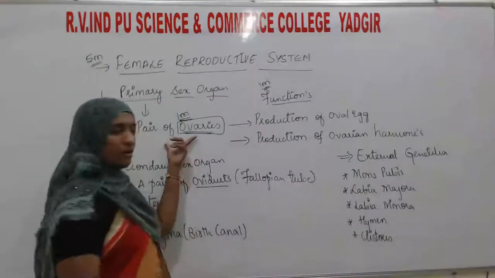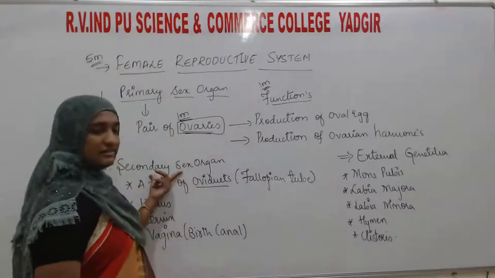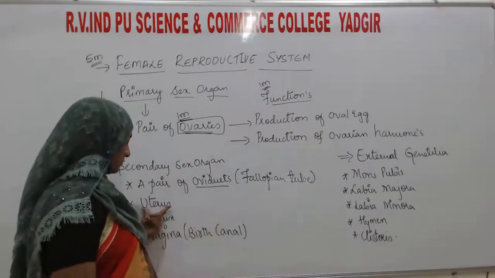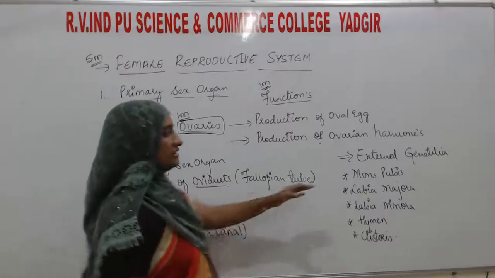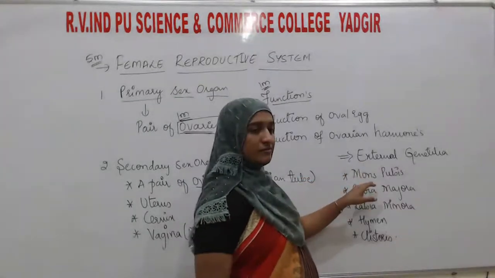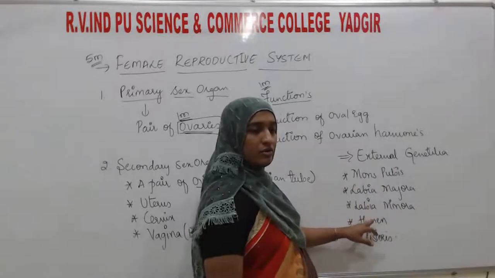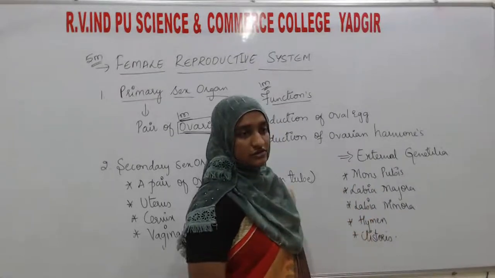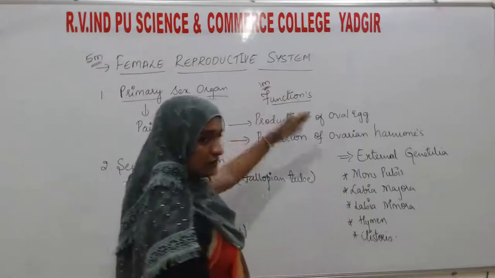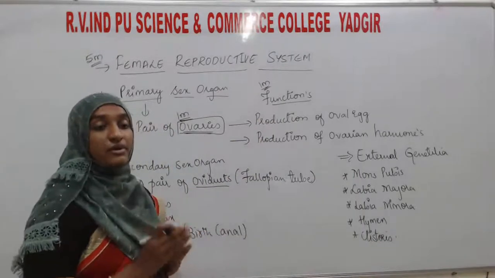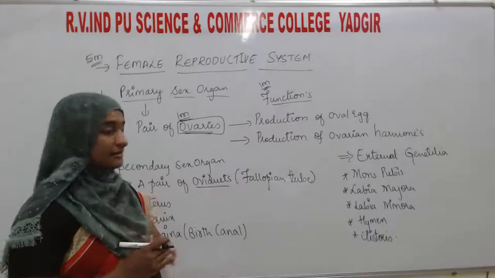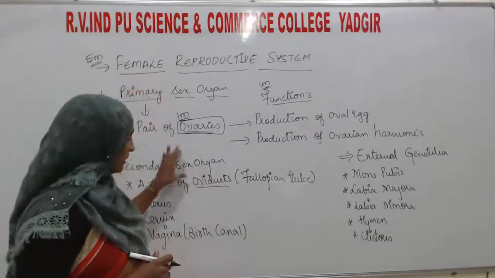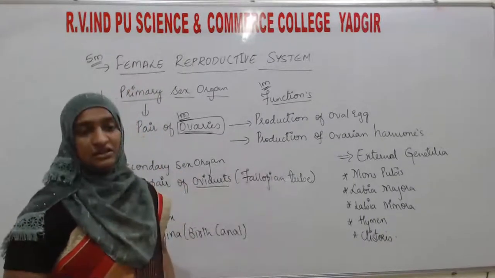Primary sex organ, pair of ovaries. Secondary sex organ, oviducts, uterus, cervix and vagina. External genitalia, mons pubis, labia majora, labia minora, hymen and clitoris. So these are all the parts of the female reproductive system, which is divided into three categories: primary sex organ, secondary sex organ, and external genitalia.